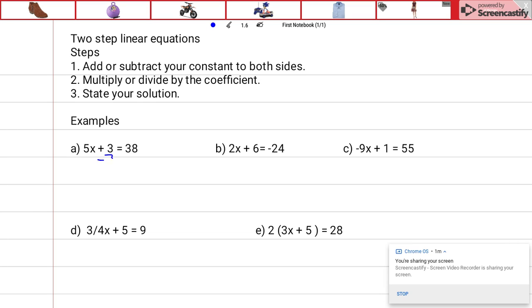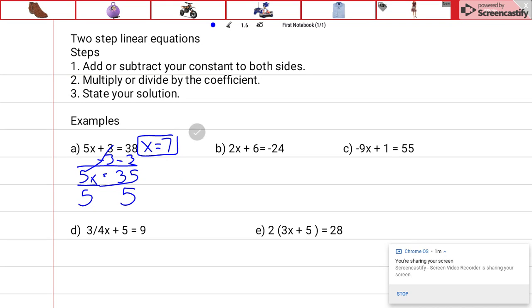So I'm going to subtract 3 from both sides here in blue, and I'm going to end up with 5x equals 35. But I need it to be x equals. So I'm going to divide each side by 5, which is my coefficient where my variable is. And I know that 35 divided by 5 is 7. So my solution is x equals 7, and I am all done.